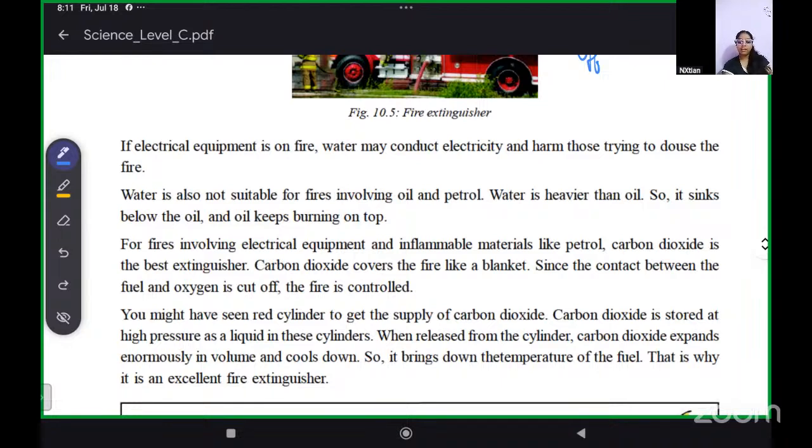Now we were talking about electrical fires, the fires involving electricity. We cannot put water on it. So carbon dioxide is used. Fire extinguishers which have carbon dioxide are used, and this carbon dioxide works as a blanket to cut off the oxygen supply and extinguish the fire. Since the contact between fuel and oxygen is cut off by CO2, the fire is controlled.